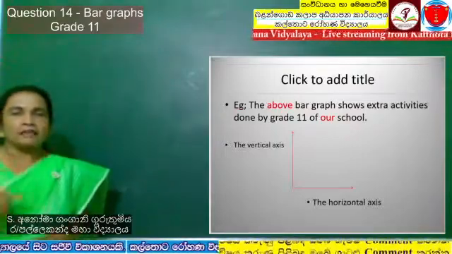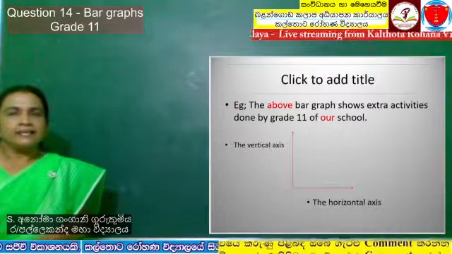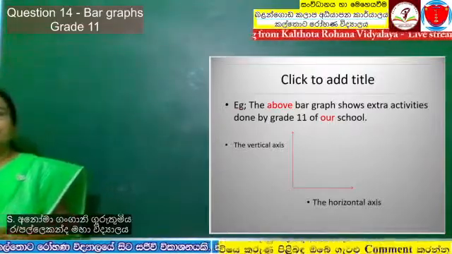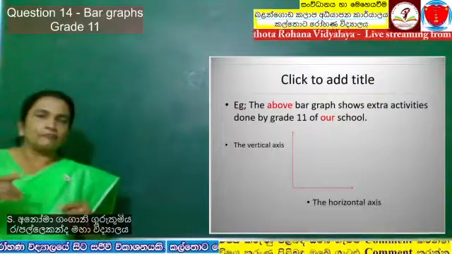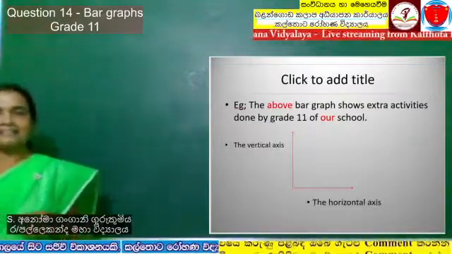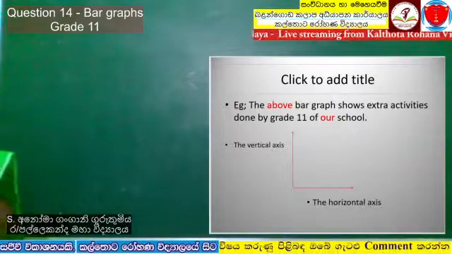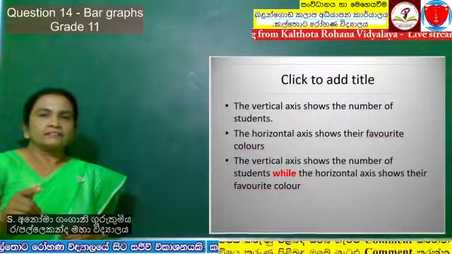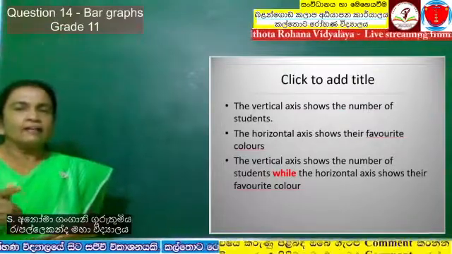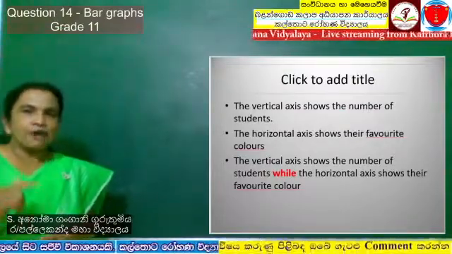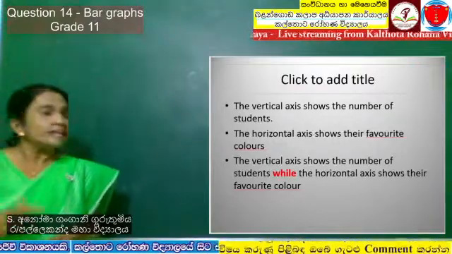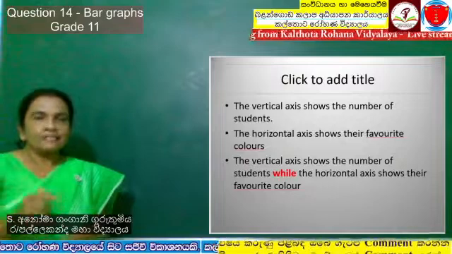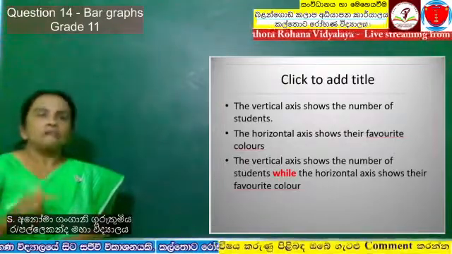The above bar graph shows extra activities done by grade 11s of our school. This is the topic. This is the first sentence. And the second sentence we are going to write this way. Like this. Right. The vertical axis shows the number of students. First line. The vertical axis shows the number of students.